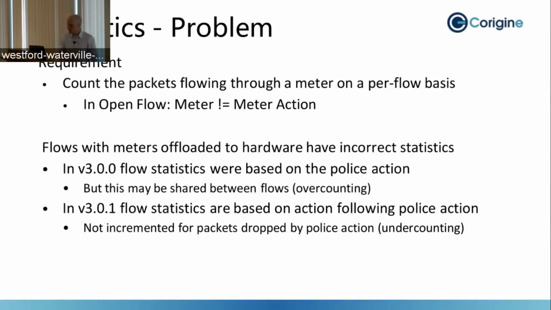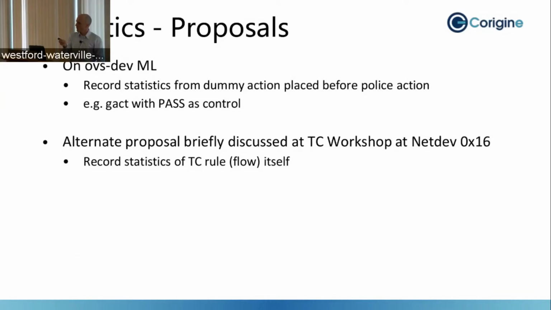But what is the fix? I mean, how do we resolve this? There seem to be two main proposals. I think that both of these will work. The one that was discussed on the mailing list, which I think is the one that will prevail, is to add a dummy action, like a GACT action, which does absolutely nothing except collect statistics. If we use it at the end, in a GACT action you can set the control, and if you set it to pass, it will just keep going. So it really is a no-op from a packet processing point of view.